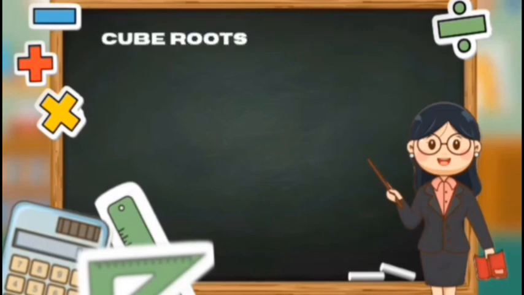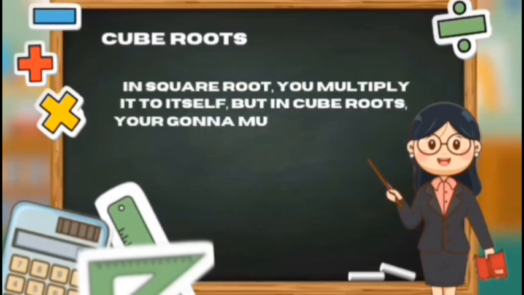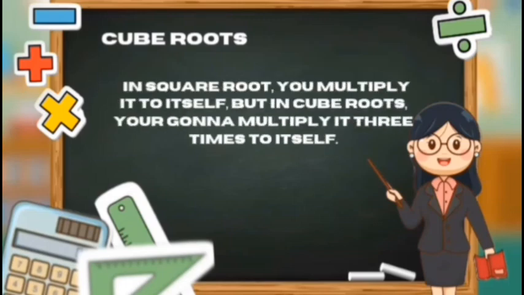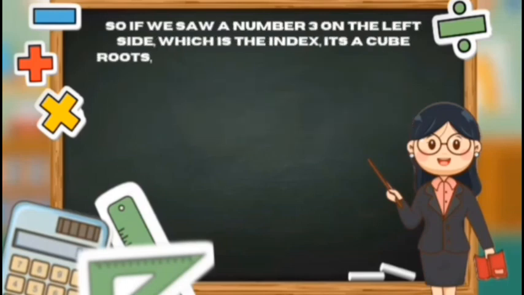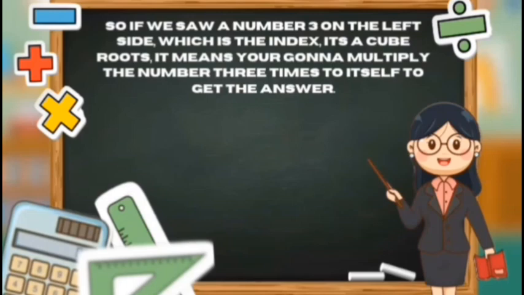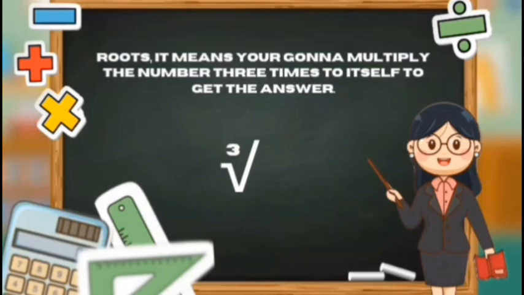Now, we move on to cube roots. What are cube roots? In square root, you multiply a number by itself, but in cube roots, you're going to multiply it 3 times by itself. So, if we see a number 3 on the left side, which is the index, it's a cube root. It means you're going to multiply the number 3 times by itself to get the answer.